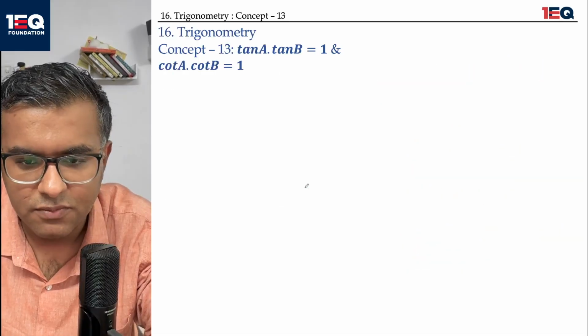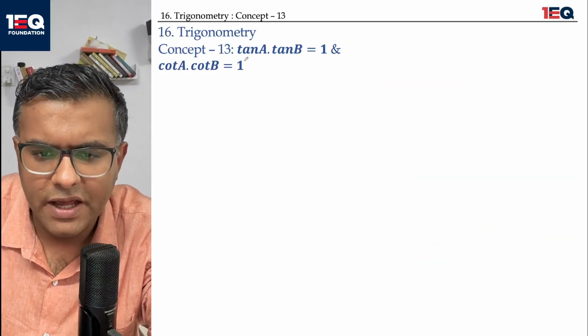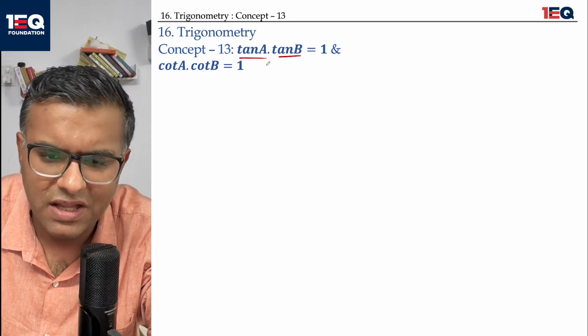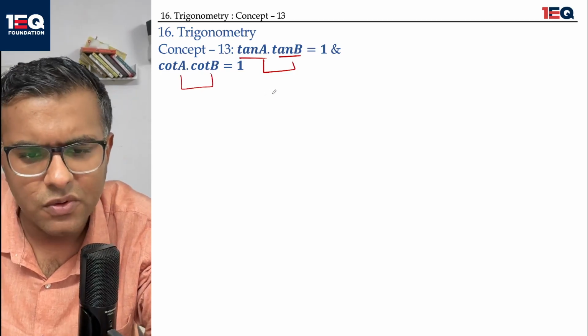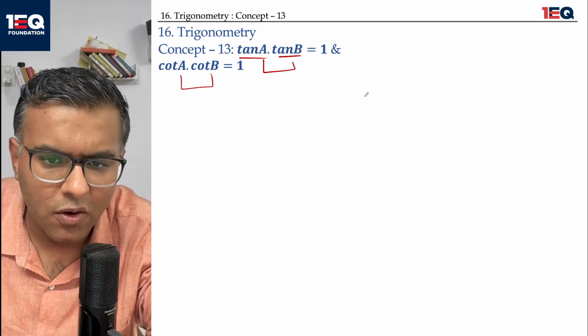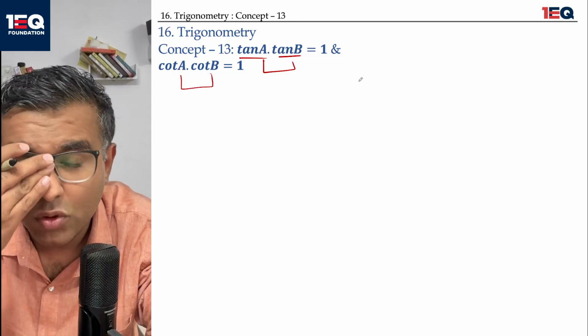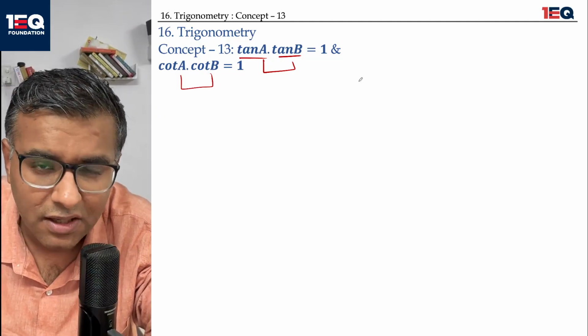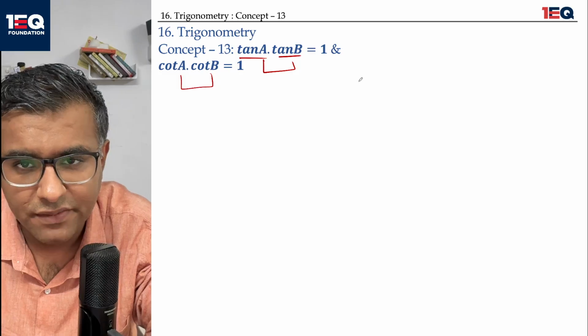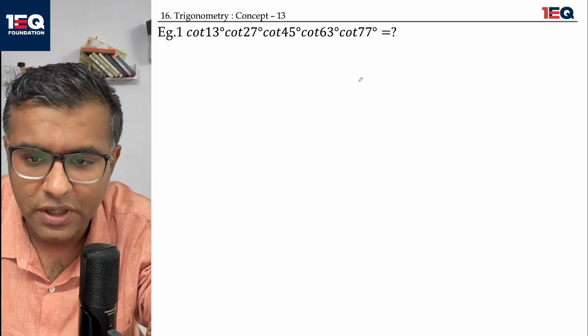Okay, let's move forward. Talking about tan A into tan B being equal to 1, that is only and only possible when A plus B is equal to 90. Same goes for cot A and cot B. Cot A into cot B is equal to 1 when both of them are complementary to each other, or both of them complete each other by becoming a complementary angle, which is equal to 90 degrees together.